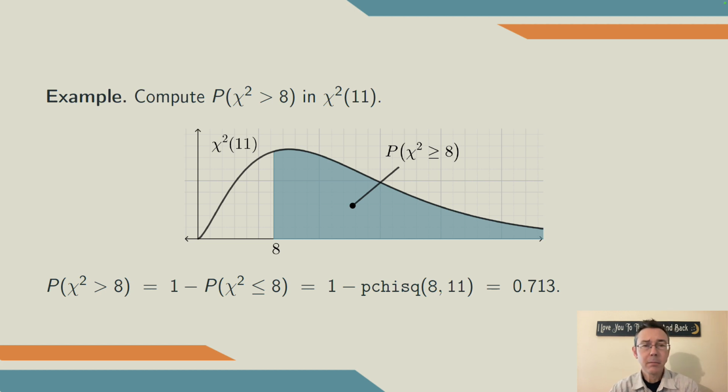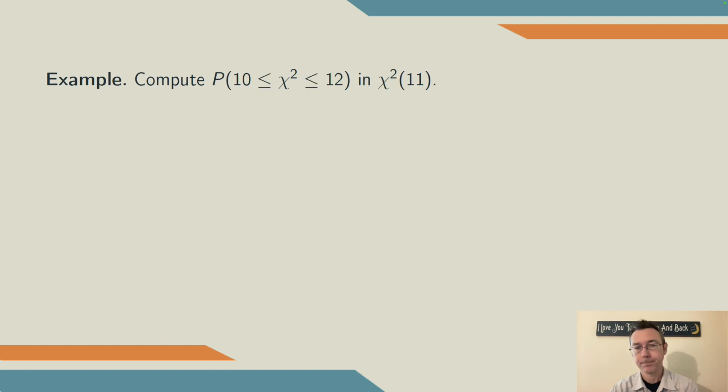By the way, I can be sloppy with the senses of my inequalities here. I don't have to worry about greater than versus greater than or equal to, less than versus less than or equal to. And the reason is that I'm talking about a continuous random variable, so the probability of an individual outcome, like chi-squared equals 8, is essentially 0.